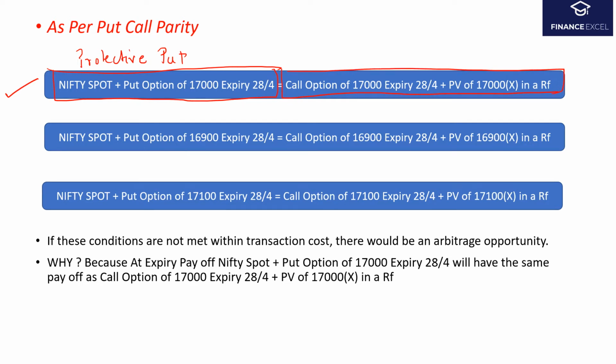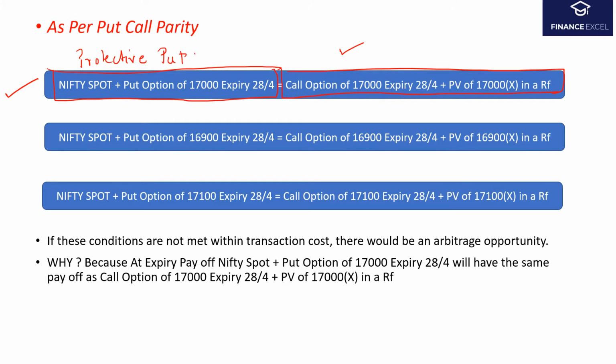So what is the fiduciary call? The fiduciary call consists of a call option with an expiry of 28th April and a strike price of 17,000. And it also includes a risk-free security with a face value which equals the present value of the exercise price.